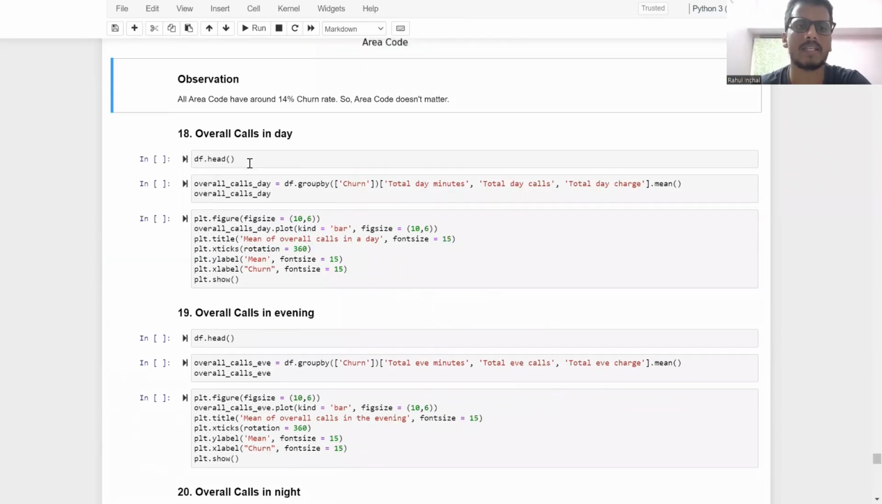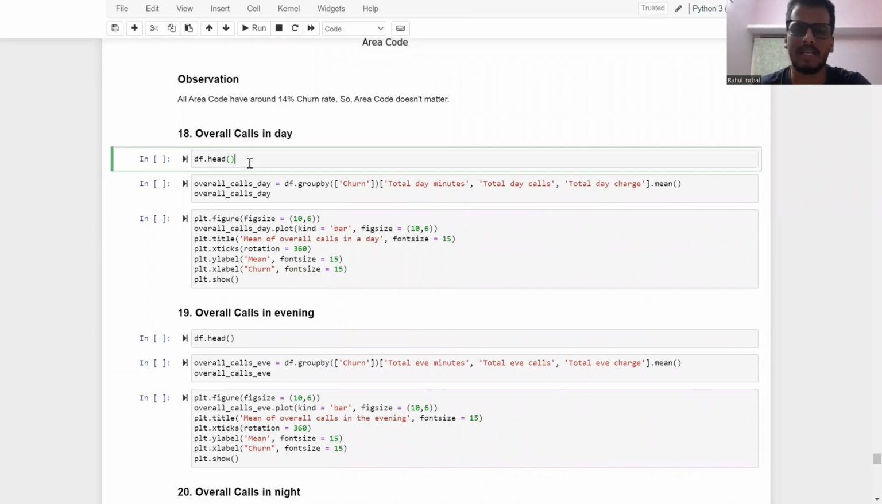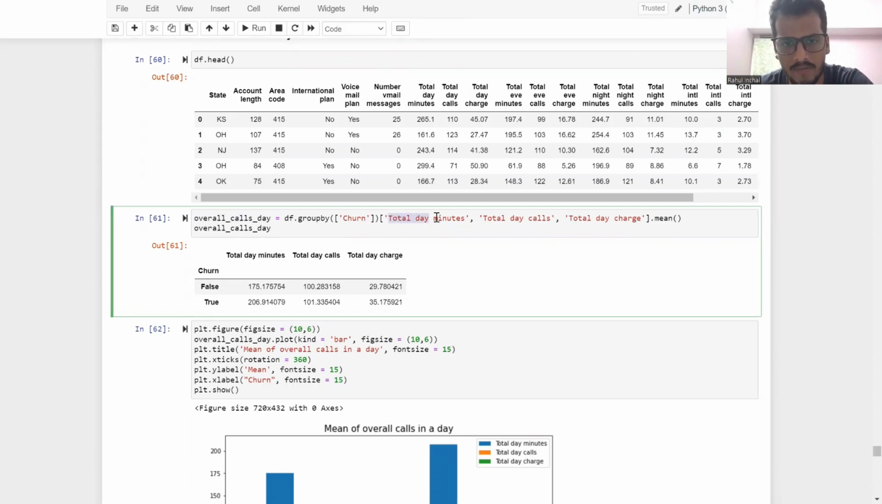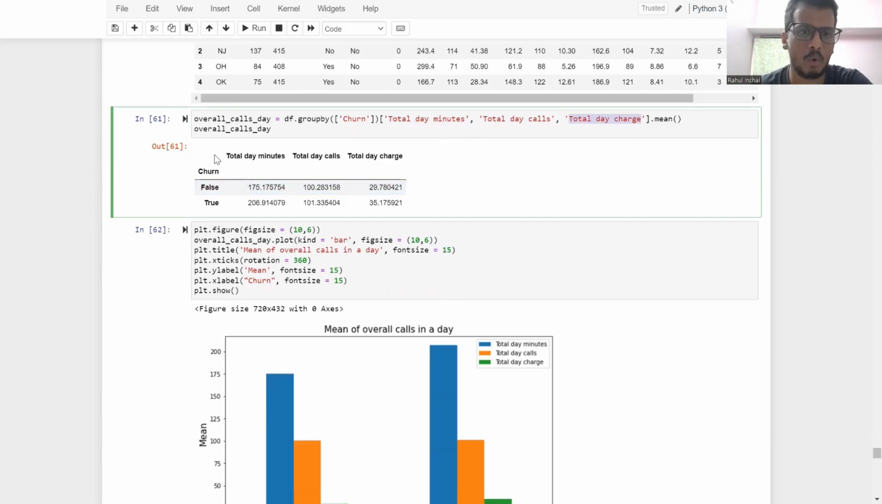Okay, next is overall calls in a day. I've grouped overall calls per day with churn, and I have found the mean of total day minutes, total day calls, and total day charges. We can see that total day minutes is 175.17, total day calls is 100. Mean, I'm talking about the mean, guys, not the sum, not the value count. And total day charge is 29.7.